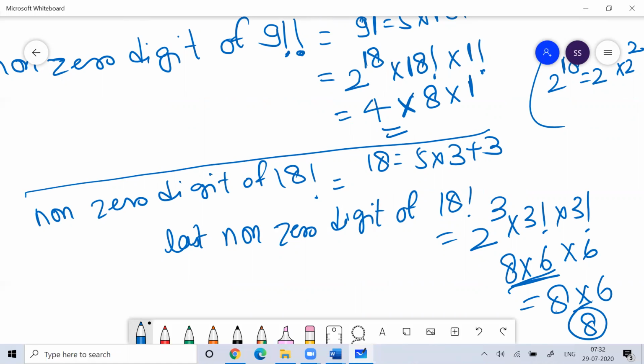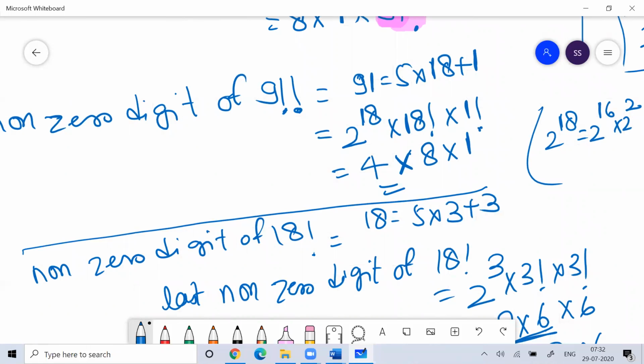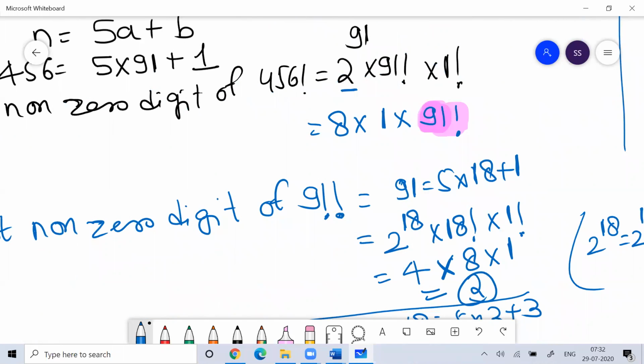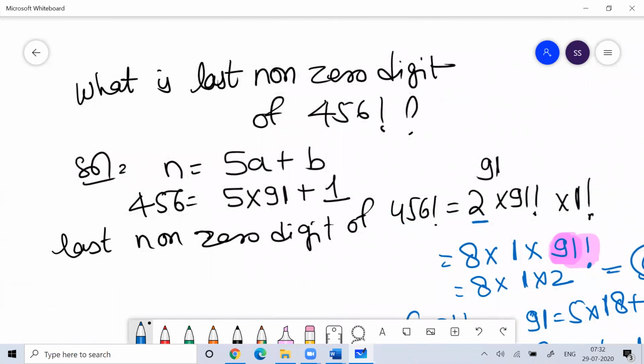So now when I talk about 91 factorial, it will end with 2. Because 91 factorial is ending with 2, I can write this as 8 into 1 into 2. So the last digit will be 6. This is the way we find the last non-zero digit of n factorial. If we work this way, we can do it very easily.